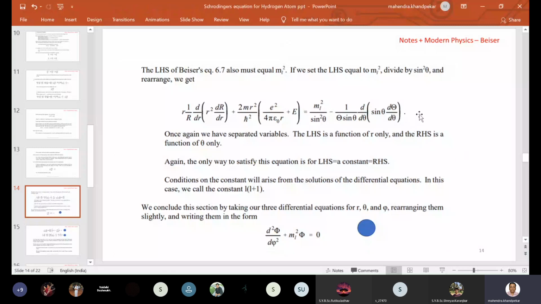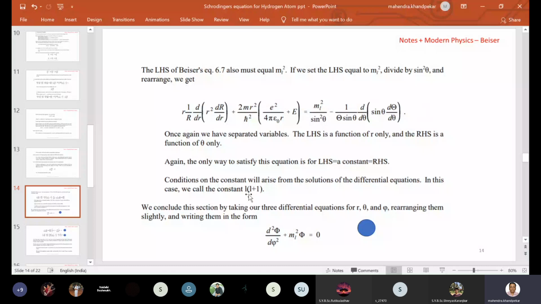Now you can equate it to some constant, but this time this constant is l(l+1). So let us say that these two are equal to l(l+1). Okay, what is small l? Orbital quantum number. This is how the orbital quantum number arises.